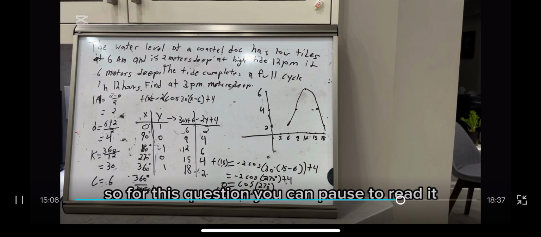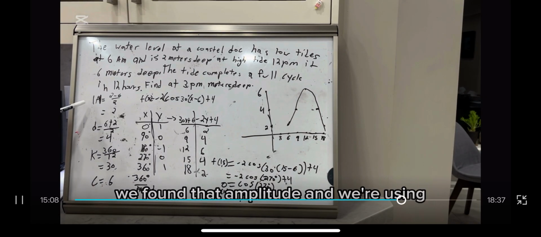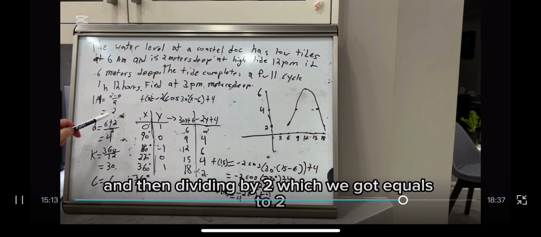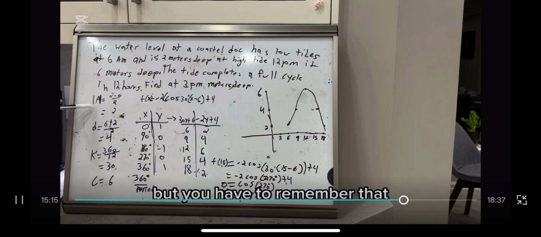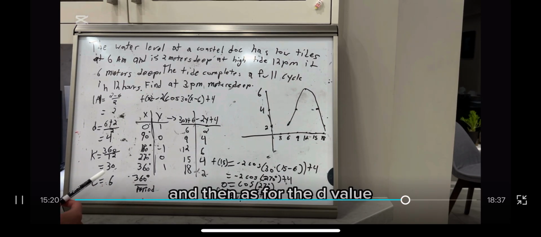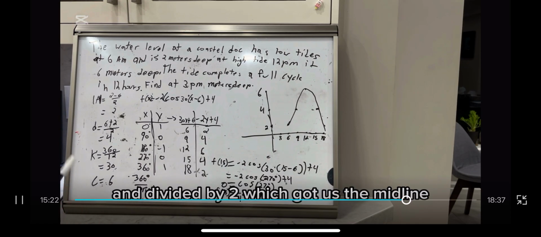So for this question, you can pause to read it. But the first thing that we did was we found the amplitude, subtracting the minimum from the maximum and then dividing by 2, which we got equals 2. It would have been negative, but you have to remember that amplitude is an absolute value, meaning that it's always positive. And then as for the d value, we added the maximum and minimum together and divided by 2, which got us the midline.